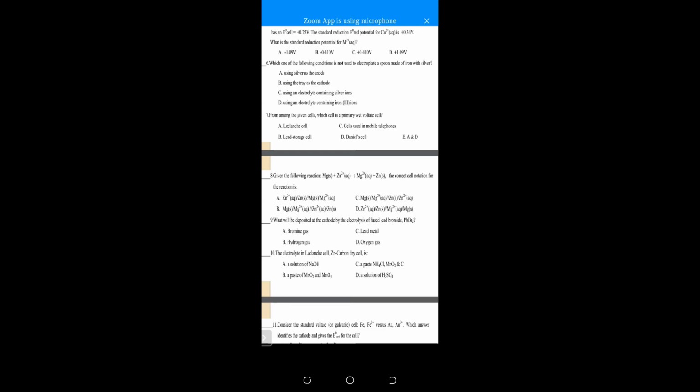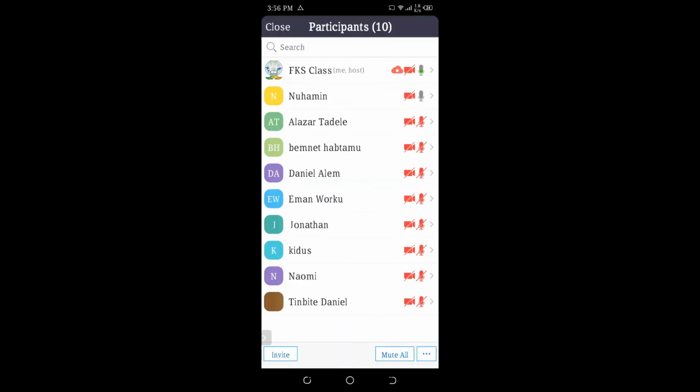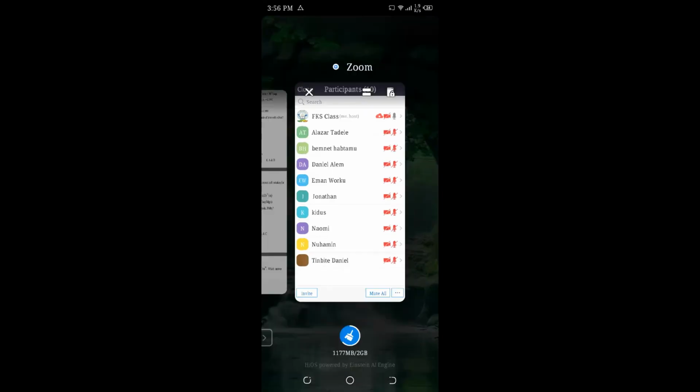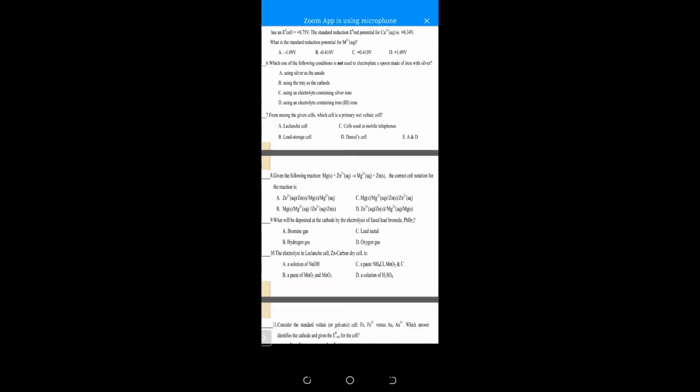In galvanizing, identify the anode, the cathode, and the electrolyte. Who can answer this? I hope you know the meaning of galvanizing. Galvanizing means covering of metal using what? Covering of metal using zinc.